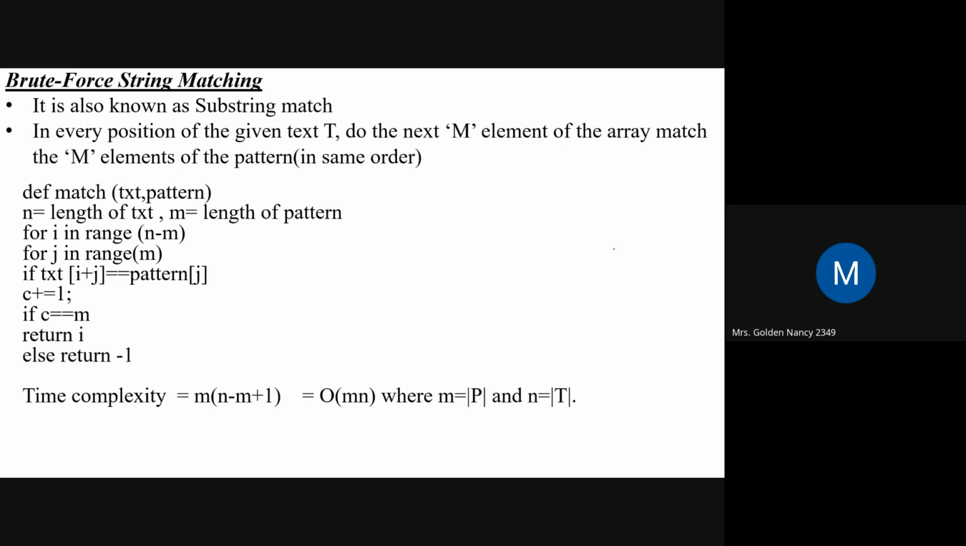So next, finally, brute force. This is the algorithm we saw. It is also known as substring match. For every position of the given text, compare the next m elements of the array. Same thing I have told you, and the time complexity is m into n minus m plus 1, which is big O of mn. It takes big O of mn time to find, so based on the length of your text and the pattern, it will take time, where m is equal to the mod of p and n is the mod of t. We all know this. So the time complexity of brute force string matching is big O of m n.